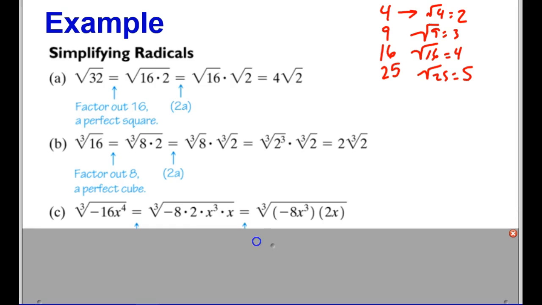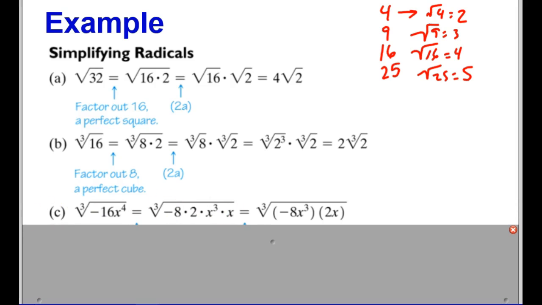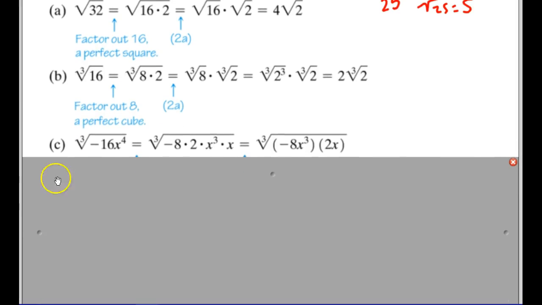Okay, so here we go. So now I can break things into chunks. So here I'm dealing with the nth root, so the cube root here. So first I want to deal with the numbers. And again, I know that my negative 8 is a perfect cube, so I can pull that out.